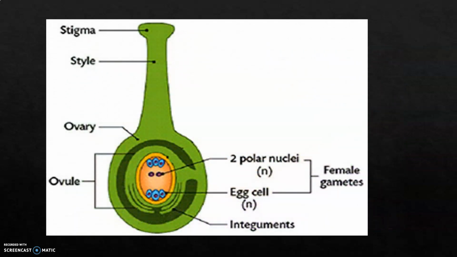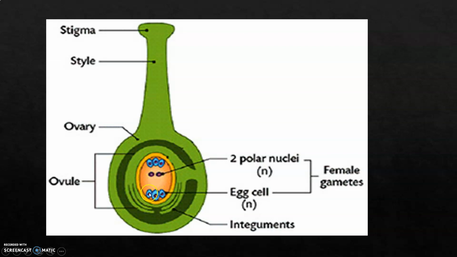Now let's discuss the structure of the pistil in detail. We've already discussed stigma, style and ovary. Inside the ovary is present the ovule, as I told you. The ovule contains 8 nuclei but 7 cells. That's why it is called a 7-celled 8-nucleated structure.